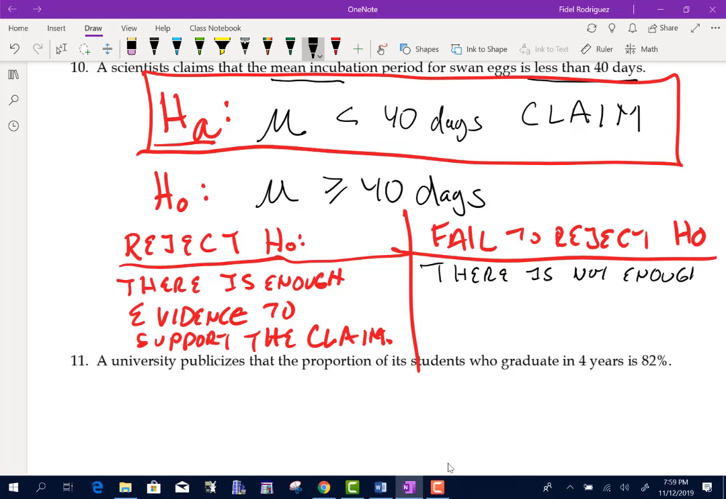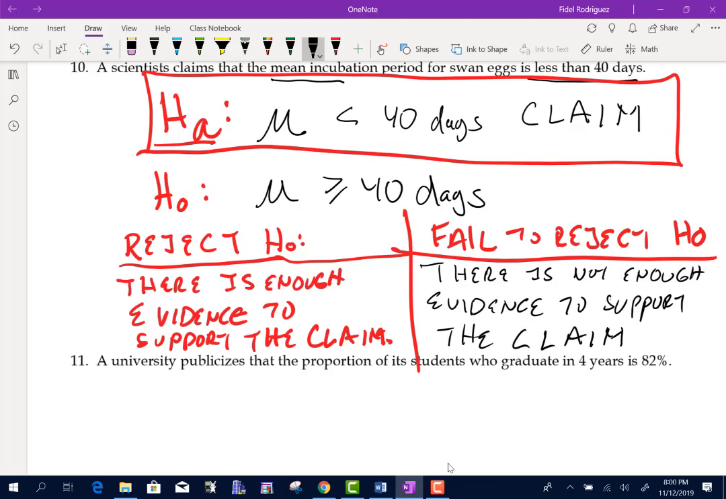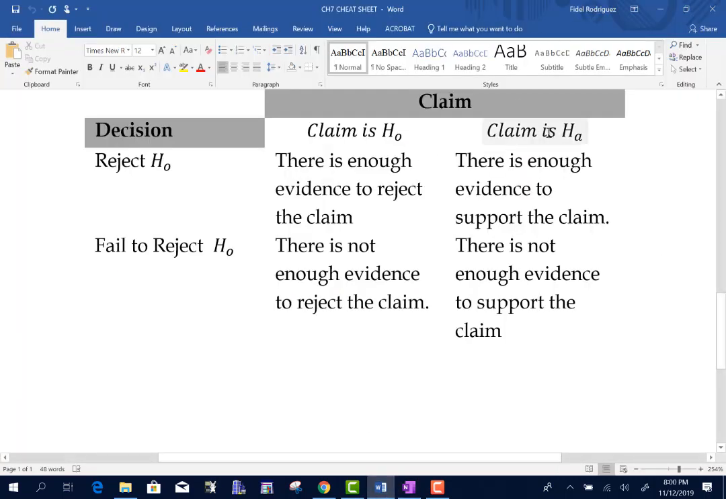enough evidence to, what, support the claim? There we go. We're doing the alternate, right? So my claim is my alternate right here. And if I fail to reject it, then we're saying there's not enough evidence to support the claim, right?